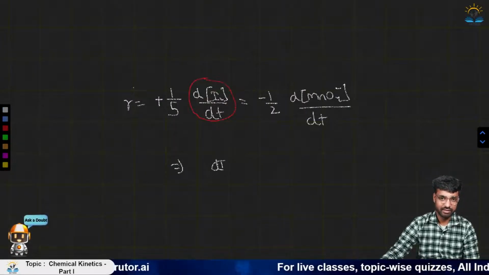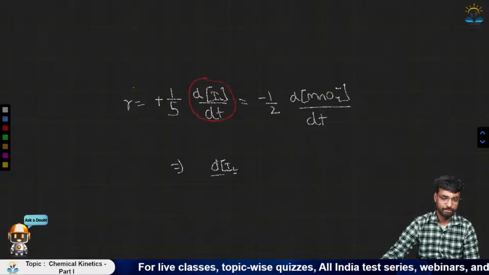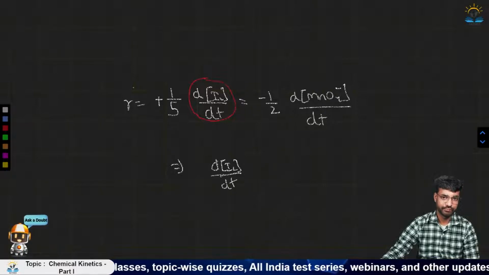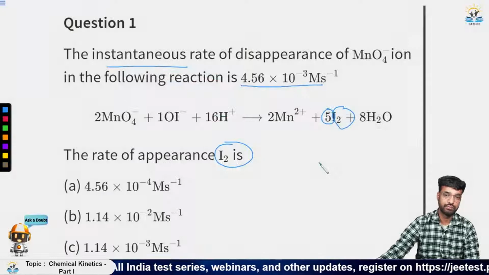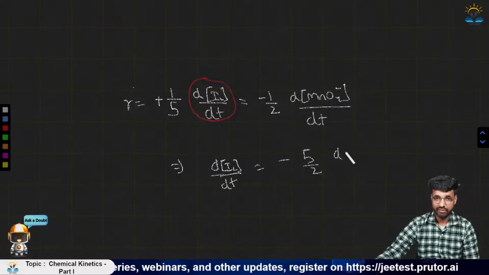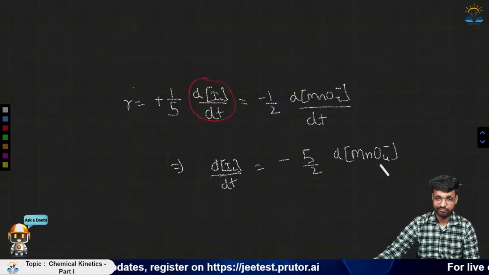So you have to find this value. It will be dI2 by dt equals minus 5 by 2 into dMnO4 minus by dt.